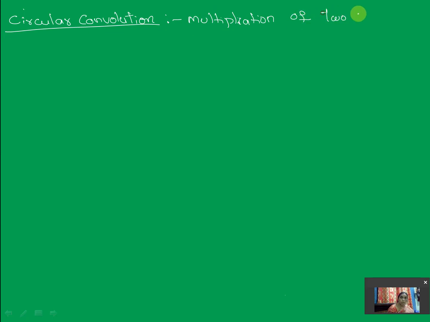So here, the DFT property that is nothing but the circular convolution property. Circular convolution property, and it is also the multiplication of two DFTs.